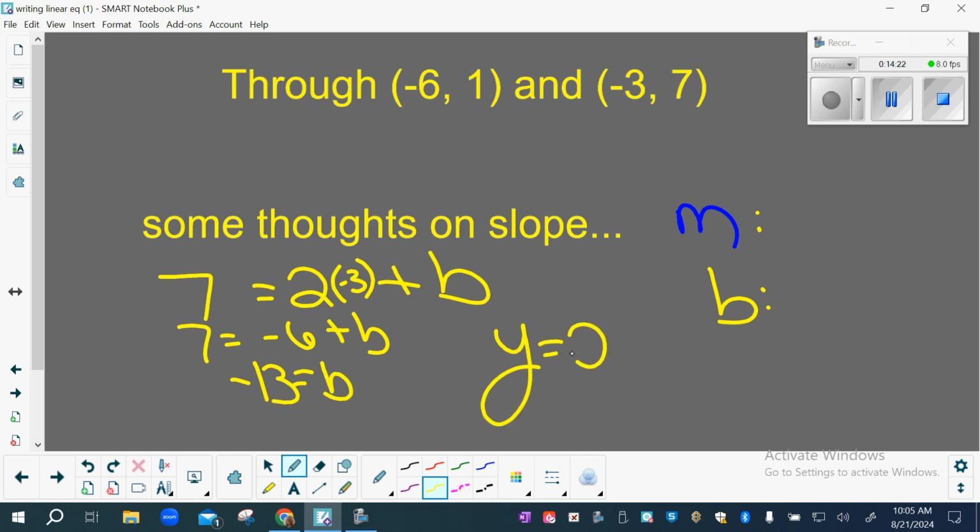Y equals 2X minus 13. If you just wrote -13, it would be wrong, right? I need the equation of the line. Equation of the line. Okay, you guys ready to do it all on your own? You got this? Here we go.